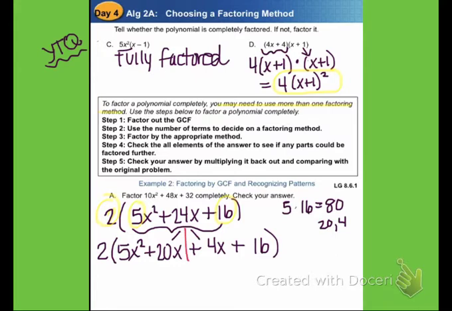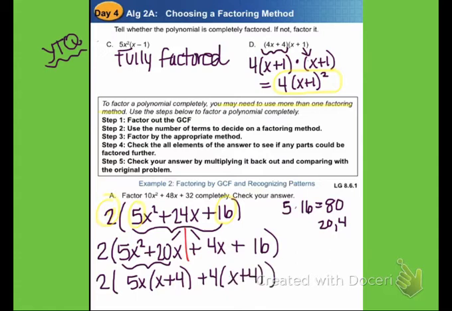Okay, and now I take those 4 terms, because once I have a 4-term polynomial, I think factor by grouping. So now I'm going to separate out into 2 smaller groups and take out the common factor, keeping in mind that I'm bringing that 2 down all along. So I could take out a 5 and an x out of the first two, and that leaves me with an x plus 4. And then out of the second grouping, I can take a positive 4 out, which leaves me with an x plus 4.